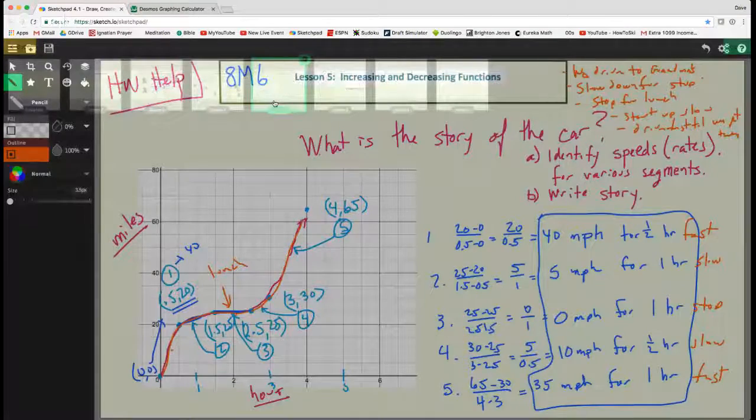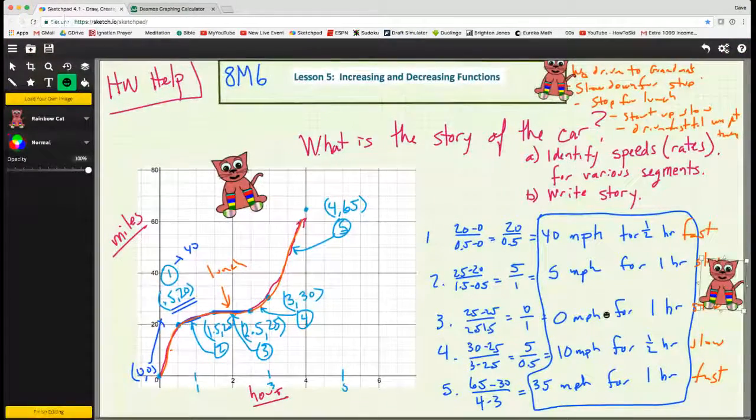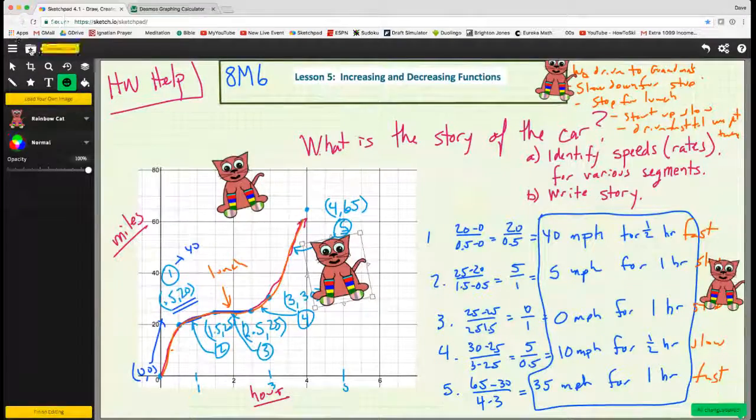Okay, whoops. That deserves a happy cat for the story, a happy cat for our math, happy cat for the graph. And let's move on. We have one more slide.